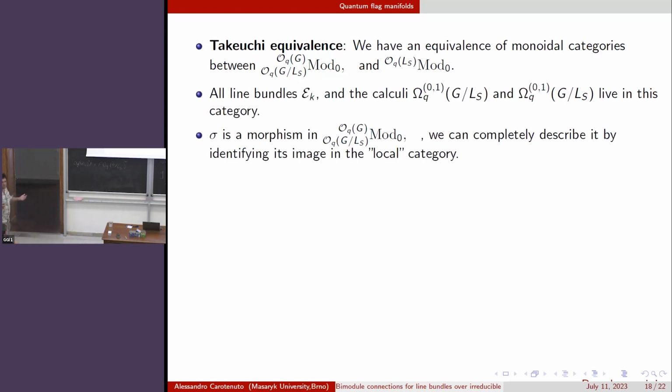And as a matter of fact, all the line bundles over the irreducible quantum flag manifolds, together with the Heckenberger-Kolb calculus, live in this category. So we can make use of the monoidal version of Takeuchi equivalence. And it's actually quite easy to verify that the map sigma that we have found before is in the same category. So this means concretely that we can describe the map sigma locally on the fiber.